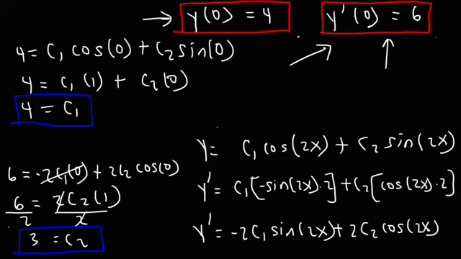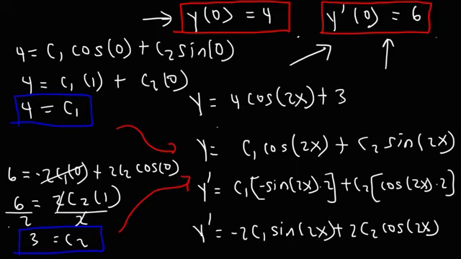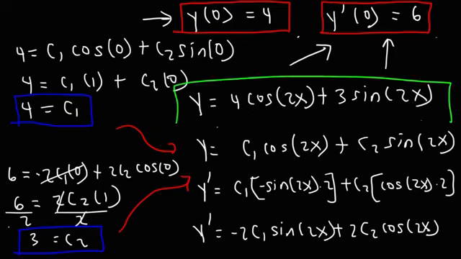So now that we have the values of c1 and c2, let's plug it in into that equation. So we're going to have y is equal to 4 cosine 2x plus 3 sine 2x. And so this right here is the solution to the initial value problem. Now let's work on one more problem.